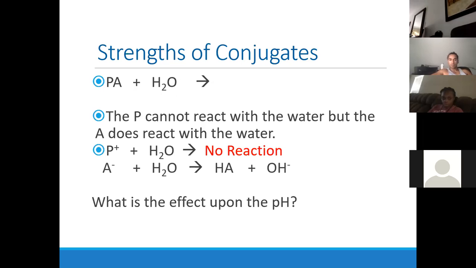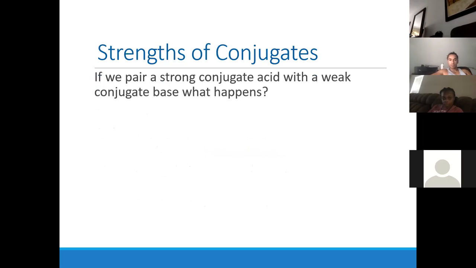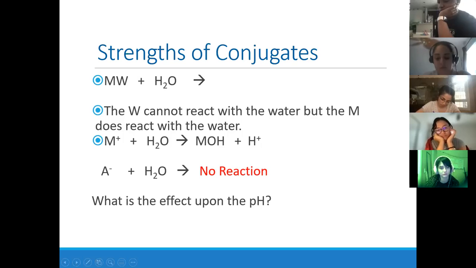All right. Now, if I pair the other one, a strong conjugate acid with a weak conjugate base, what's going to happen is my cation can react with water to generate H pluses, but my anion can't react with water, so no OH minuses are generated. So if I'm generating H pluses, but not generating OH minuses, Jana, what's the overall effect on my pH?